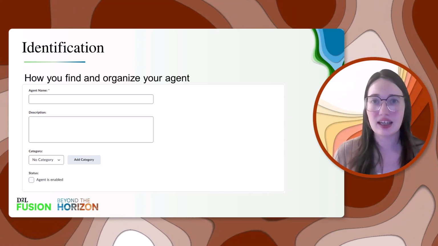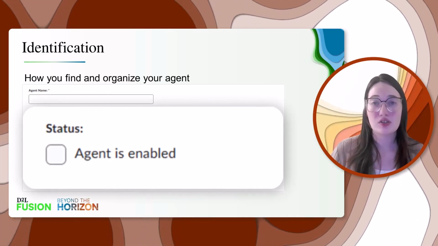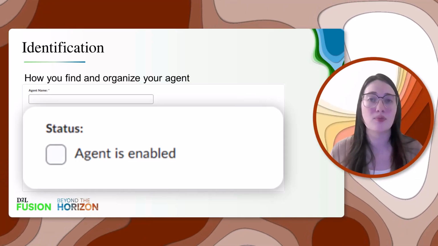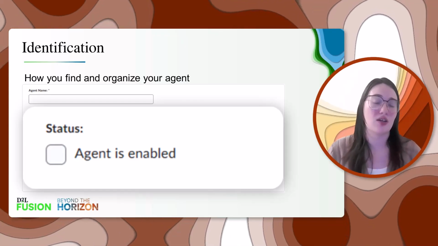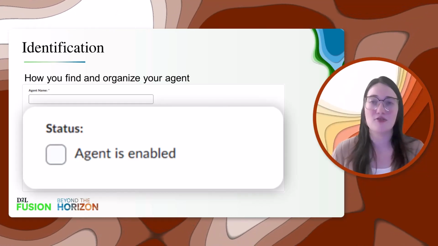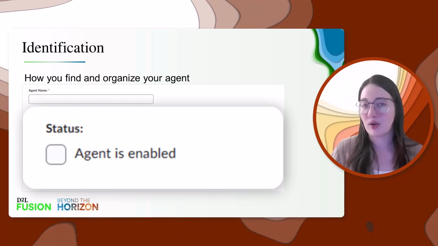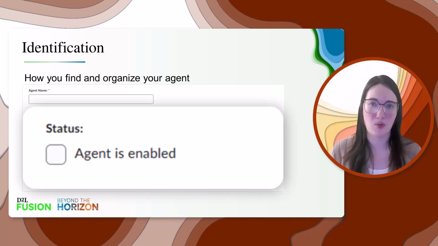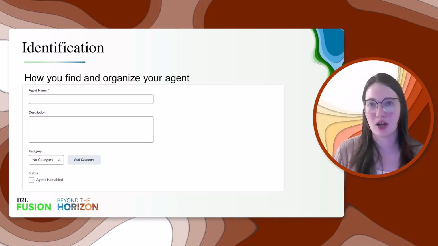And lastly, and most importantly in this section, is the status checkbox. When you create a new agent, this checkbox will start unchecked, meaning that your intelligent agent is not enabled and it will not be running until you check that box. Even though this box is located at the top of the intelligent agent creation screen, I highly recommend that you wait until the very end of the intelligent agent creation process to enable your agent. Otherwise, you could have a situation where your agent is running in the background and performing actions before you're ready. And we want to avoid that wherever possible. Once an intelligent agent is enabled, you can always disable it by unchecking the box at any time.